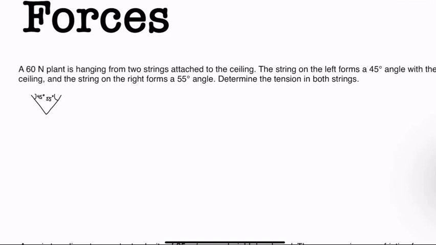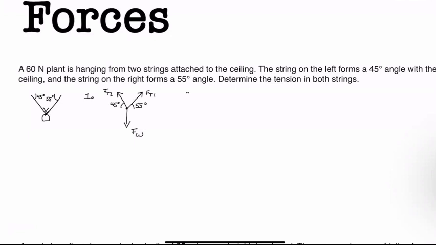All right, we're trying to find the tension in both strings. Here's our little plant right here. The very first step is going to be our free body diagram. Therefore, we have a tension over here, a tension over here, and we also have some weight. So I'm going to write down FT1, FT2, and weight right here. From there, I know that since I have a 45-degree angle over here, it's going to be the same as this angle right down here. And same thing with the 55-degree angle.